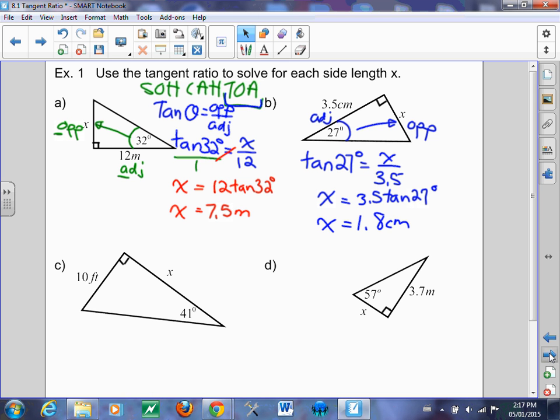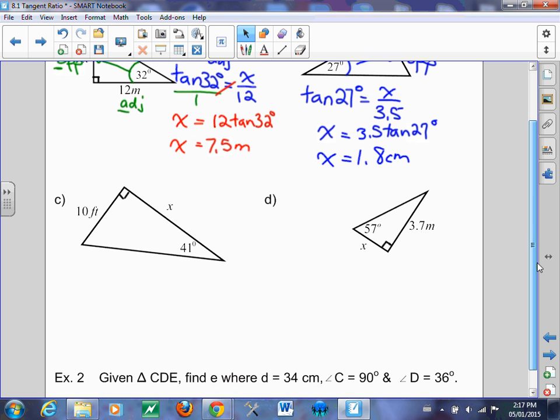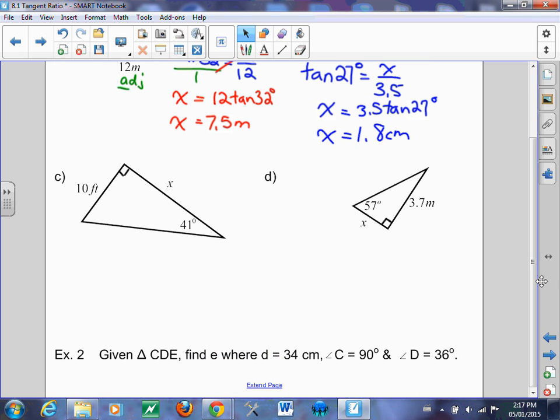Let's take a look at the next example here. Okay. So for the next example, ladies and gentlemen, my angle of reference is 41 degrees. So my opposite side is going to be 10 because it shoots across. And my adjacent side is x. Okay. Be careful here. This is different than before.